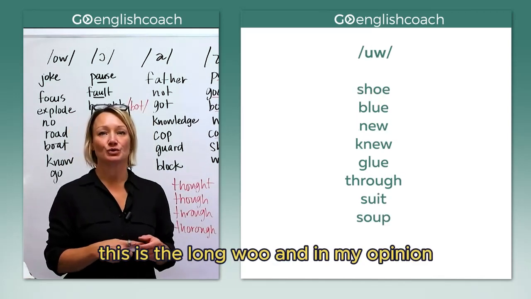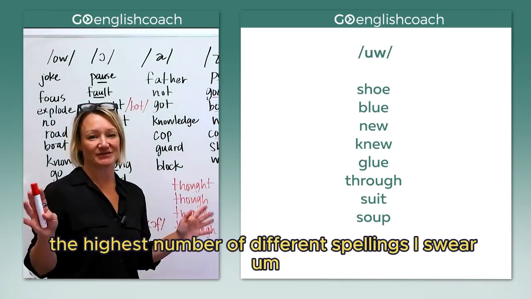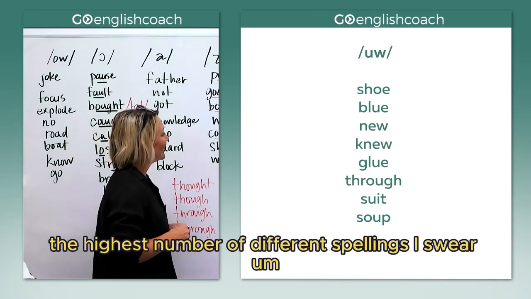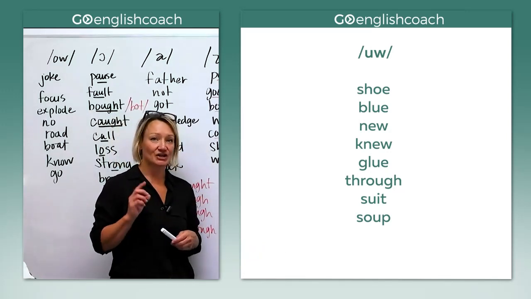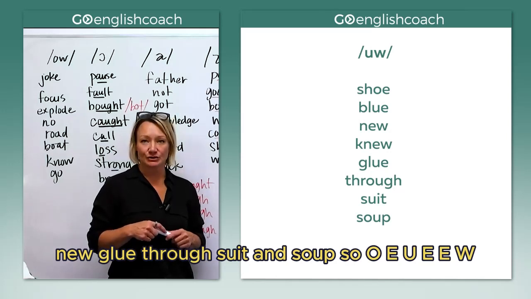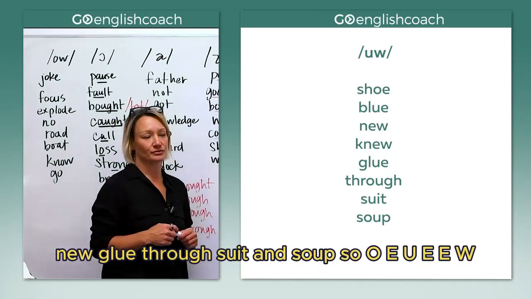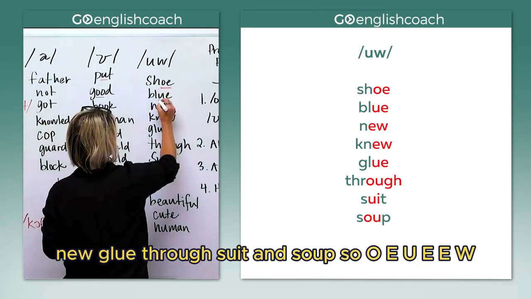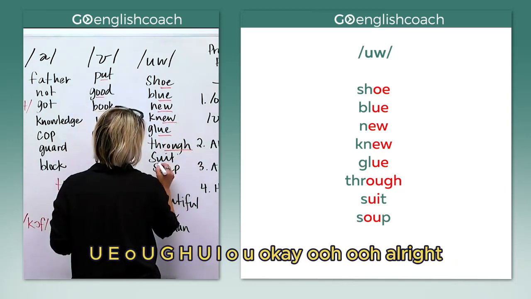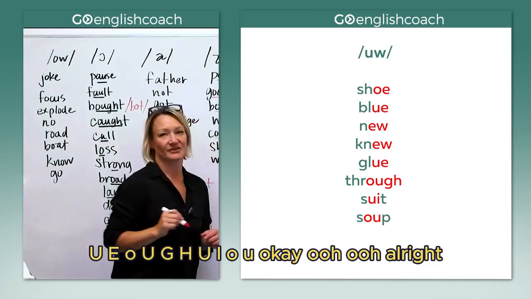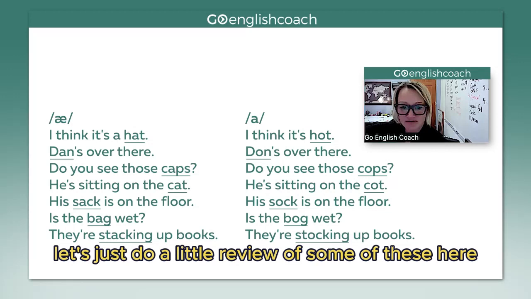Okay, this is the long "oo," and in my opinion, this one has the highest number of different spellings, I swear. So you've got shoe, blue, new, glue, through, suit, and soup. So O-E, U-E, E-W, O-U-G-H, U-I, O-U. Okay. All right, let's just do a little review of some of these here.